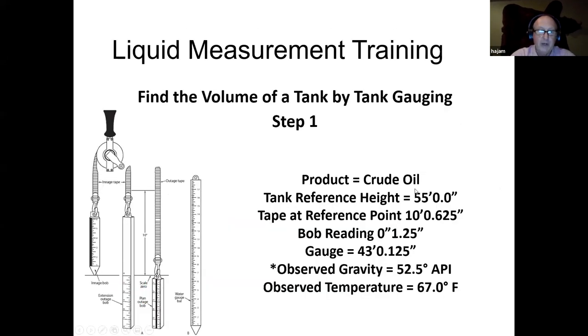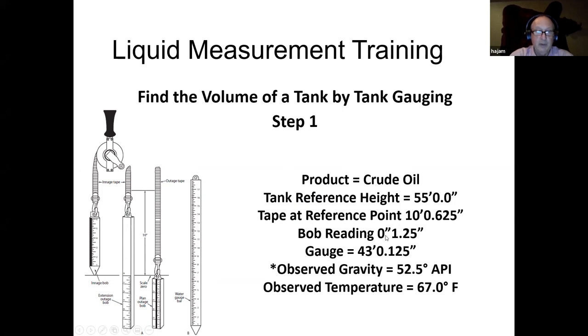So the reference height from the bottom of the tank to the reference point is 55 feet. The tape at the reference point is 10 foot. That means I've got my plumb bob in the liquid and I'm reading the tape at 10 feet at the reference point.